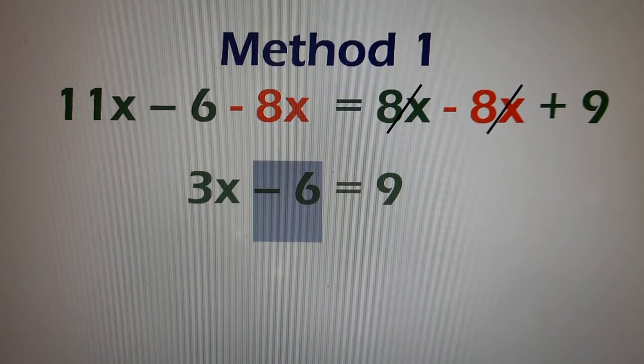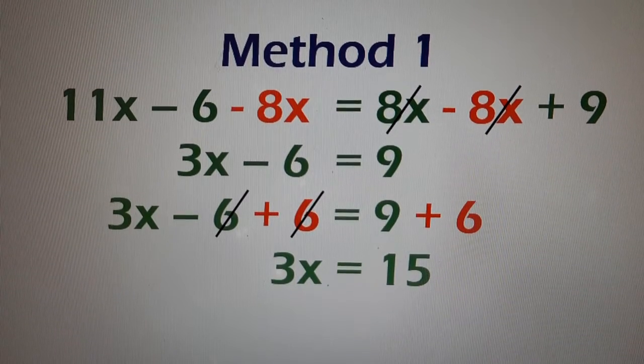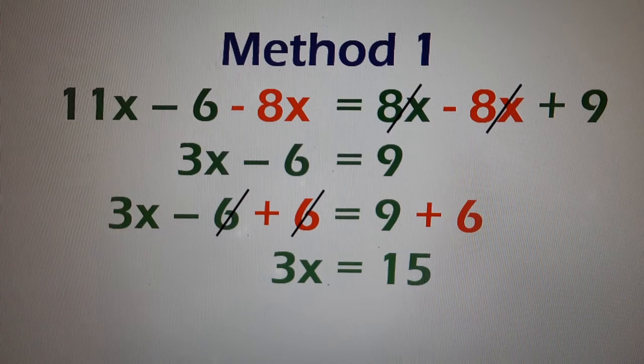Now we want to cancel minus 6 on the left side. So we write plus 6 on both sides. Now you can cancel plus 6 and minus 6 on the left side, and you can add 9 and 6 on the right side. Then you can write 3x equals 15.